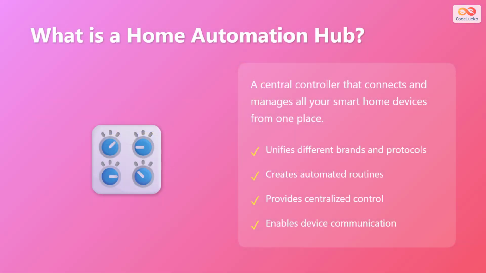A home automation hub is a central controller that connects and manages all your smart home devices from one convenient location. Think of it as the conductor of an orchestra, coordinating different instruments to create harmony. These hubs unify devices from different brands and wireless protocols, allowing them to work together seamlessly. They enable you to create automated routines, provide centralized control through a single interface, and most importantly, allow your devices to communicate with each other regardless of their manufacturer.